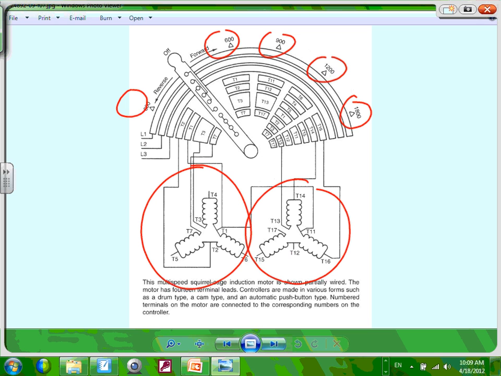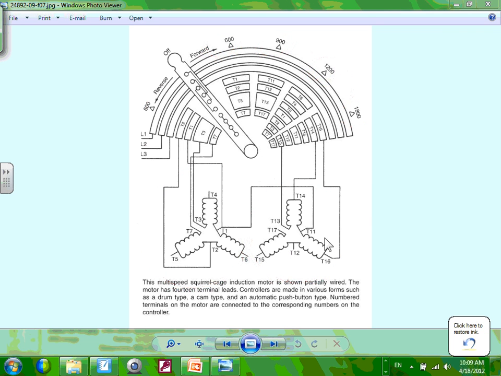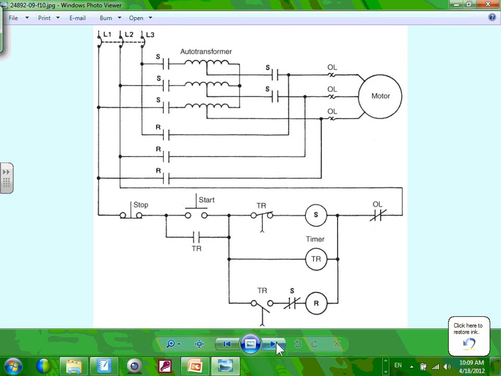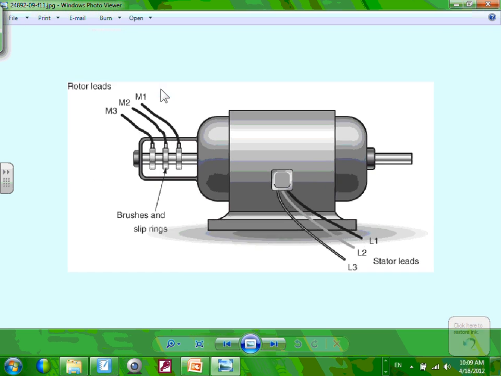And the new fashion right now is what? VFD can reverse it, forward it, and speed control it. So just be aware of that one. I'm going to emphasize that one. We talked about these guys reducing the voltage. Here's a wound rotor motor.